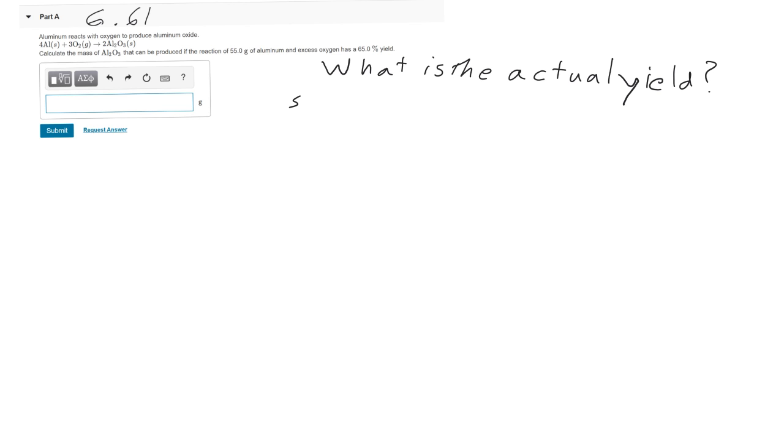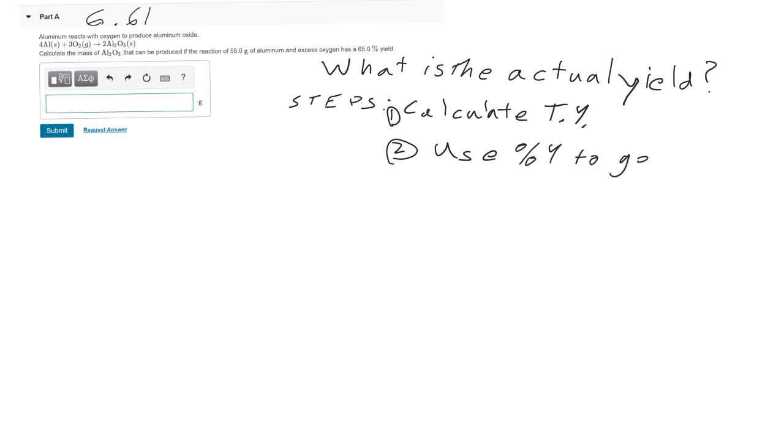actual yield. So our steps: 1, we're going to calculate that theoretical yield. 2, use the percent yield to get the actual yield. So let's begin. We're going to start this off just like you probably would if I had opened my mouth. The only number they gave us really in this problem is 55 grams.